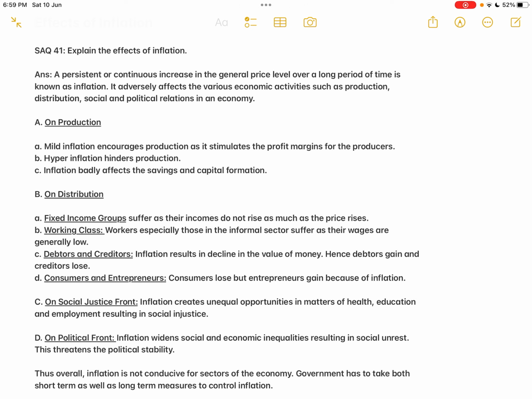Third one, debtors and creditors. Inflation results in decline in the value of money, hence debtors gain and creditors lose. So debtors, when they are borrowing the money, the value of money is more. Whenever they are borrowing, the terms, how much they are repaying along with the rate of interest, that is fixed. Maybe after 6 months they are repaying the loan which they have borrowed, but within the 6 months the price level has increased.